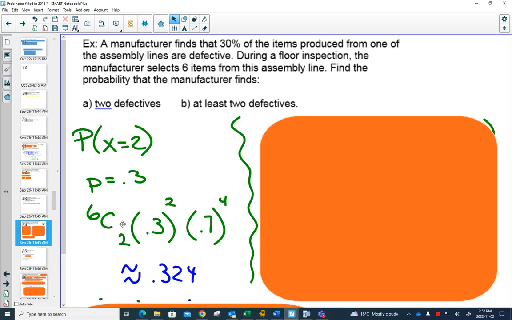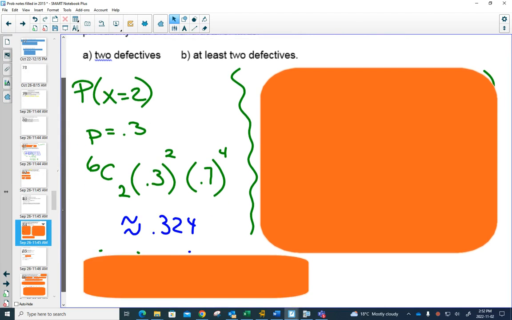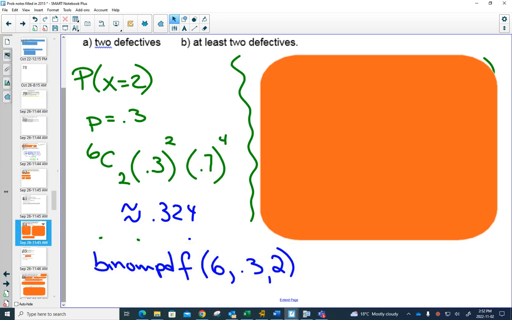Put in the new notation. You could find this using the formula. You could also find this with your calculator by using the Binomial PDF. Speed-wise, probably the Binomial PDF is quicker. Right? The nice thing about the Binomial PDF, you could get your answer as a fraction.